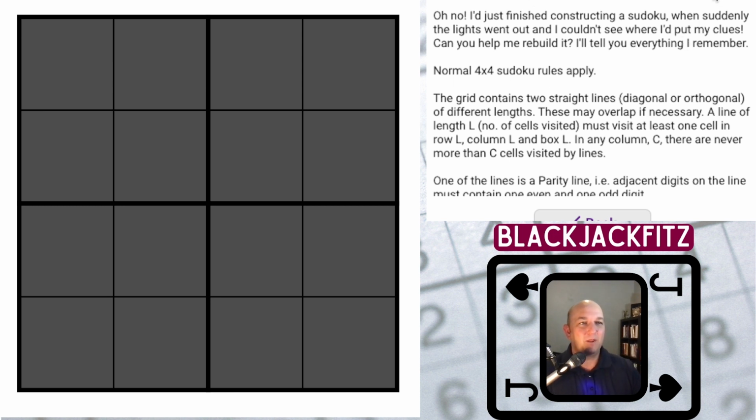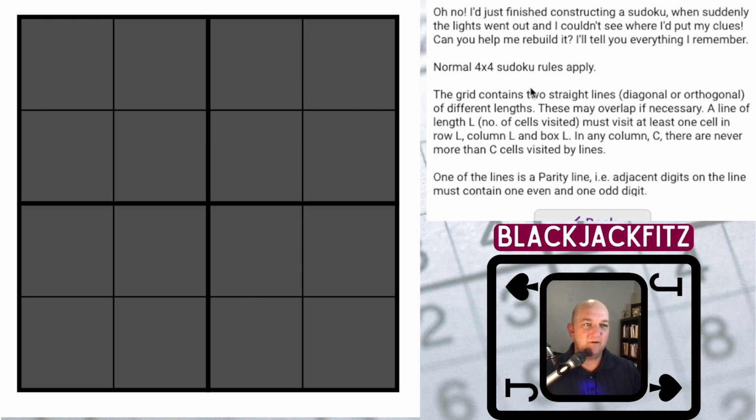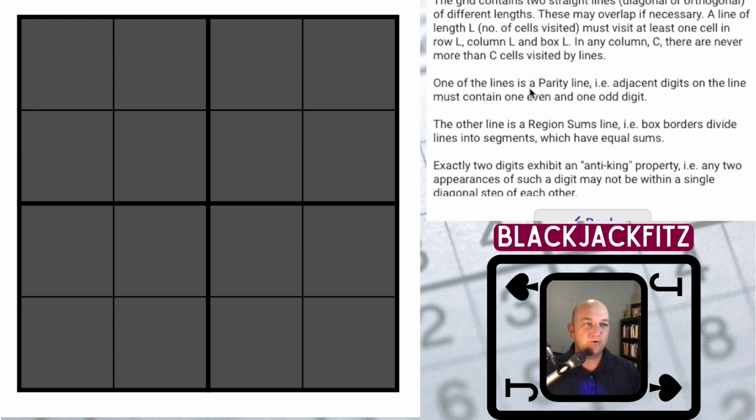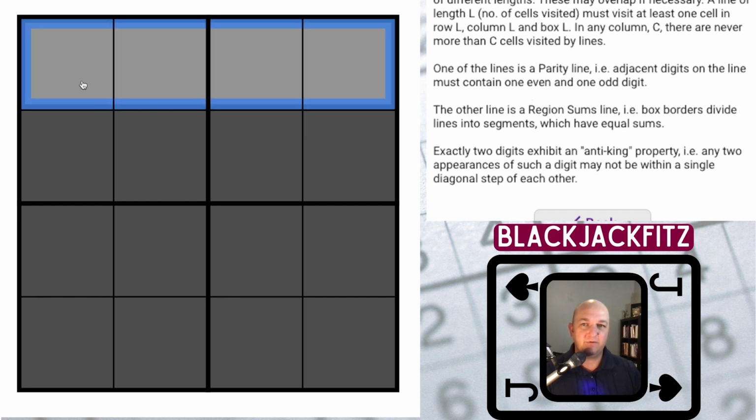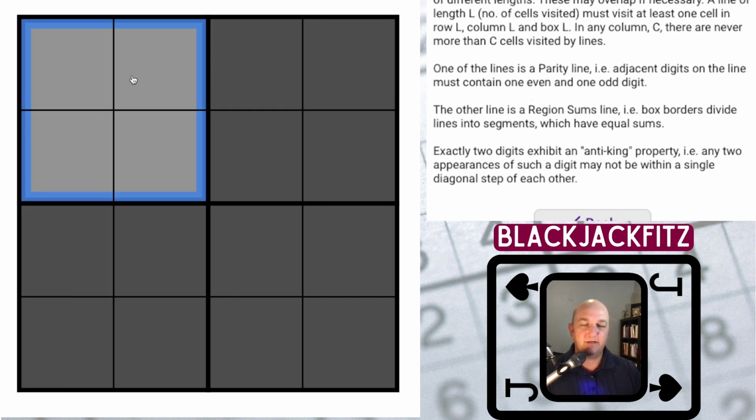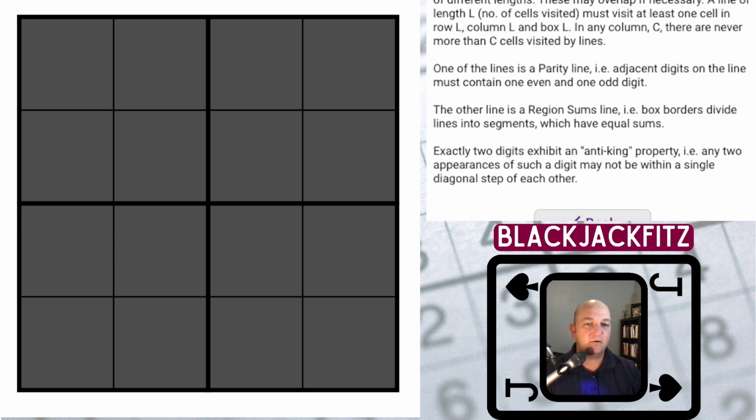It starts, "Oh no! I just finished constructing a sudoku when suddenly the lights went out, and I couldn't see where I'd put my clues. Can you help me rebuild it? I'll tell you everything I remember." So we have normal 4x4 Sudoku rules. That means we're going to place the digits 1 through 4 in every row, in every column, and in every 2x2 box. The grid contains 2 straight lines, diagonal or orthogonal.